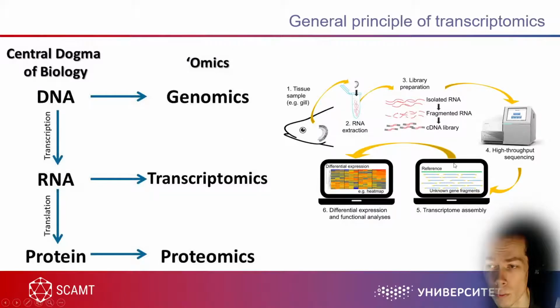Well, the general principle of transcriptomics is that you have some tissue samples. It doesn't matter which one. Here it's a fish. You have all of the RNA extracted, you perform isolation of RNA, fragmentation, you form a library, you make a whole sequencing of this library and obtain some transcriptome assembly, and after this you have a library with different expressions, called a heat map.